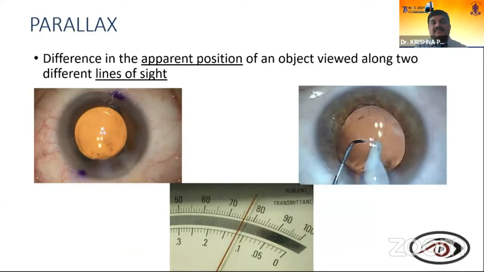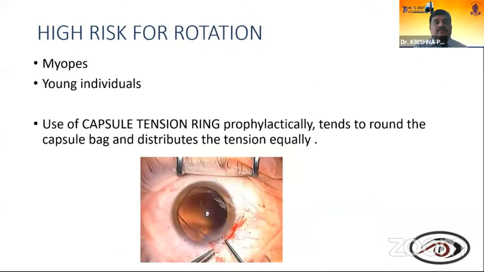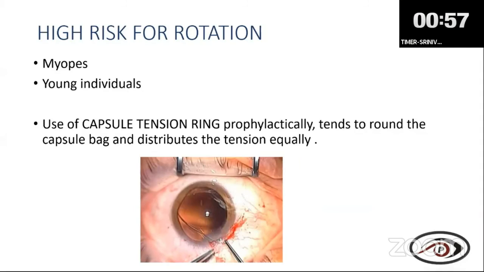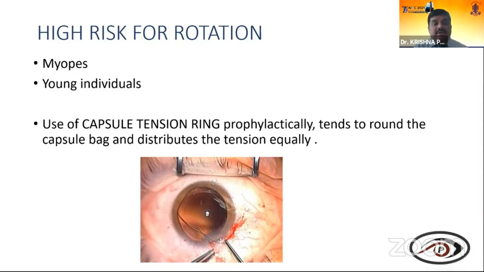Parallax is the difference in the apparent position of an object viewed along different lines of sight. So where is the high risk of rotation? In case of myopes and young individuals. Always I use a capsular tension ring prophylactically, to round the capsular bag and distribute the tension equally.